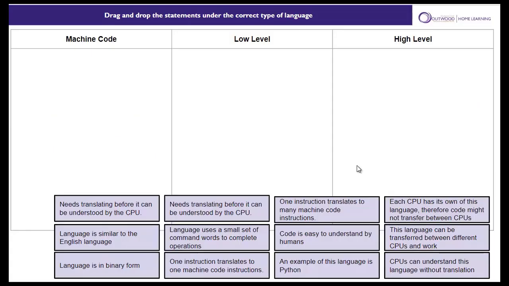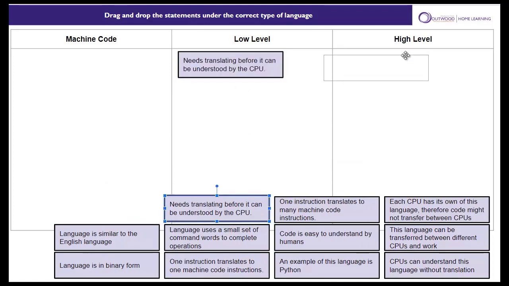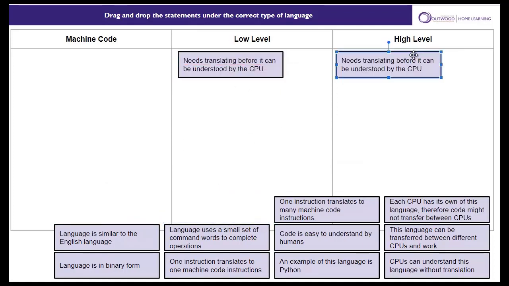Okay, so let's have a little look at this types of language activity. Hopefully by now you will have attempted it yourself. This is just an opportunity for you to check. So, first of all, we've got the option "needs translating before it can be understood by the CPU." We've got two of them, so it must go in two. Well, machine code is in binary, zeros and ones, so a computer can understand that, which means, therefore, that low-level and high-level languages need translating.